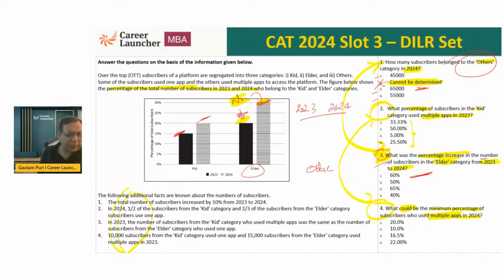So what is the first thing to do? First we'll do 1 and 3, finish off the task of numbers. Then we'll go to 2 and 4 and take care of the multiple apps also. Okay, great.